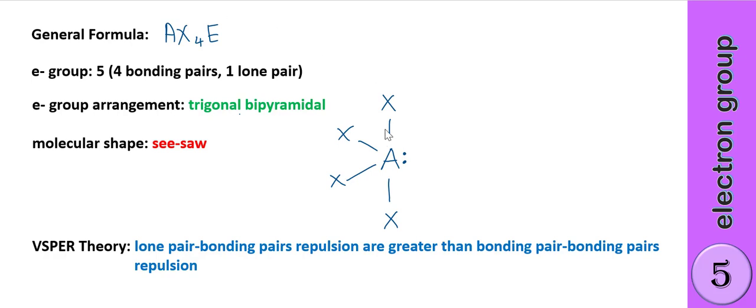Now the bond angle, due to the repulsion between lone pair and bonding pairs being greater than between bonding pairs and bonding pairs: earlier we had 90 degrees at axial and equatorial, so now it will become less than 90 degrees, and at the equatorial position earlier we had 120, so now it will become less than 120 degrees.